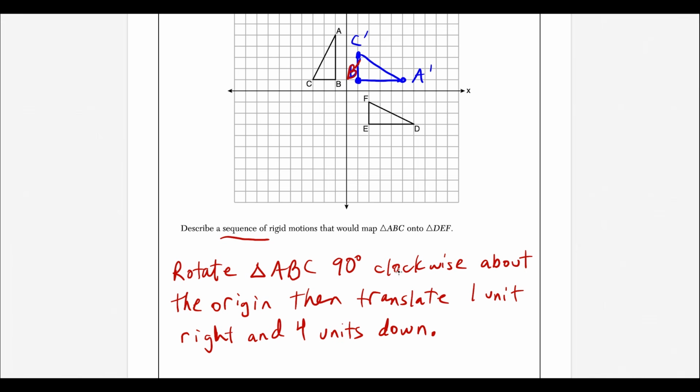Now, some key details in our solution here. We have to, for one, emphasize the direction we're rotating, that we're rotating clockwise, and you have to mention your center of rotation. If you leave the center of rotation out of your explanation, you're only going to get 1 out of 2. So make sure you include all that.